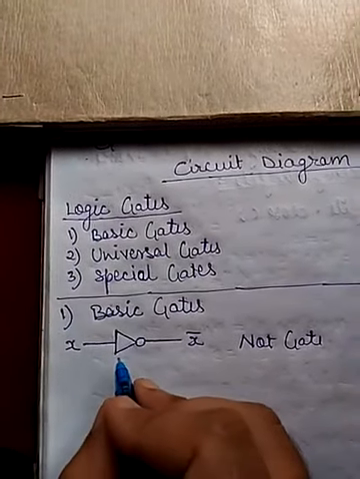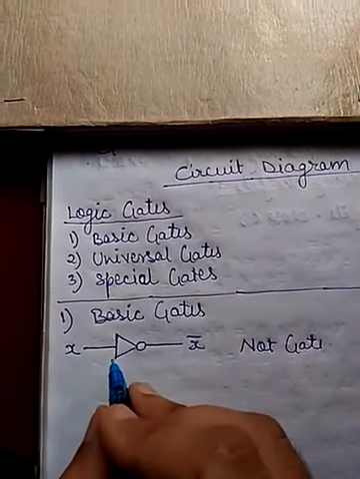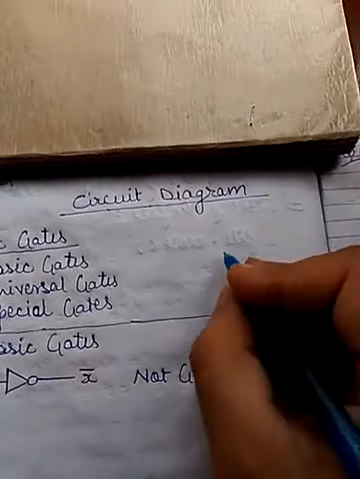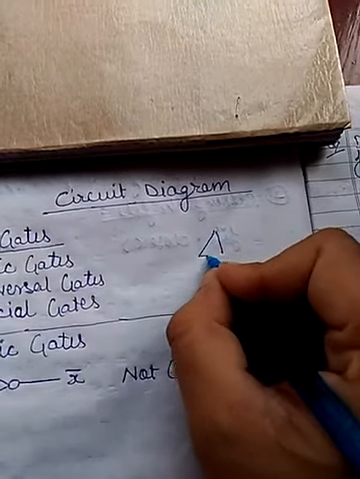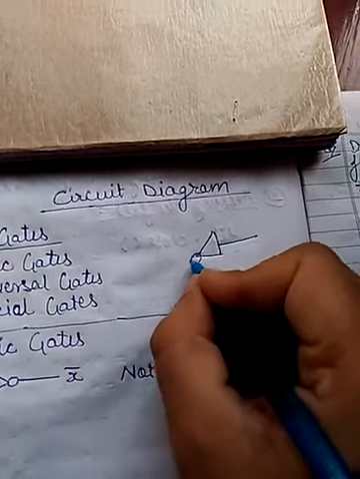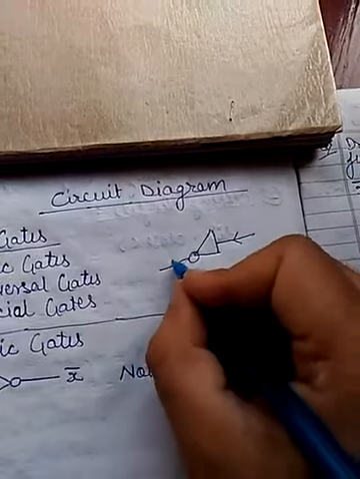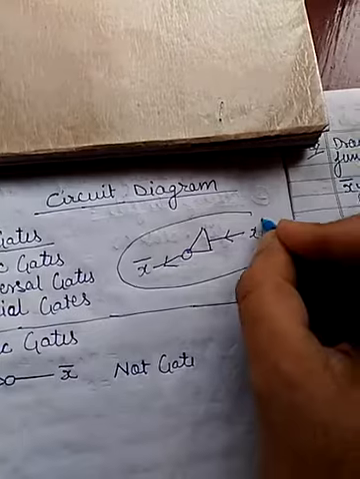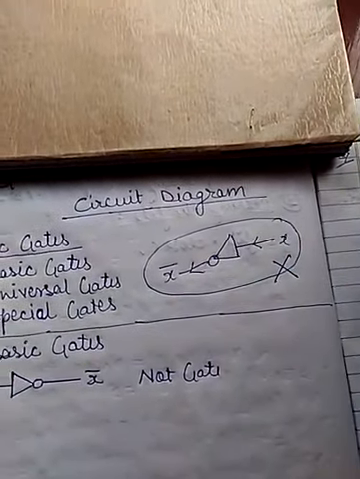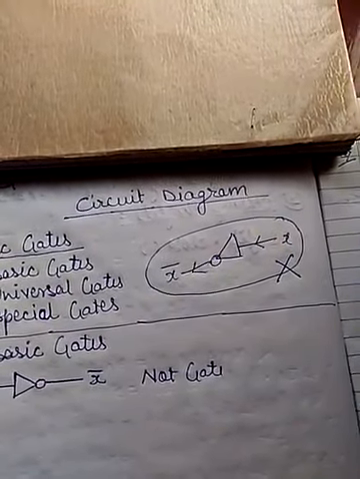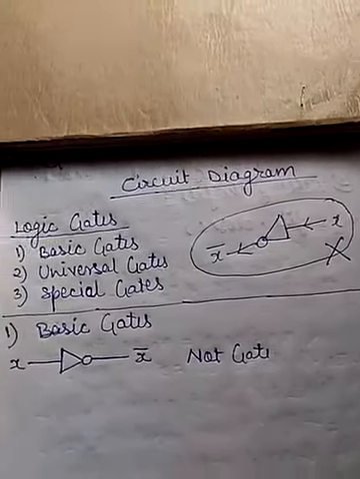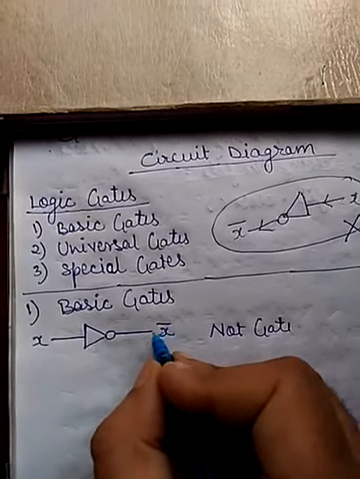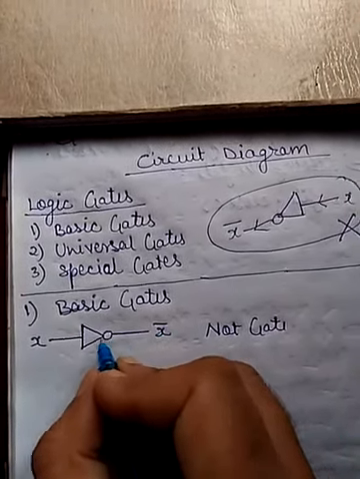Remember that in Boolean algebra, the flow of input is always from left to right. If you make the gate like this and you put the arrow like this, X and X naught, then that will be wrong. In Boolean algebra, it is a convention that input occurs from the left-hand side and output comes from the right-hand side. So always draw the circuit diagram from left to right.